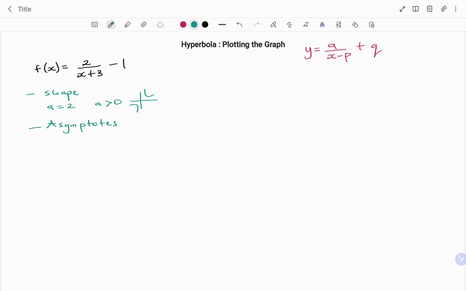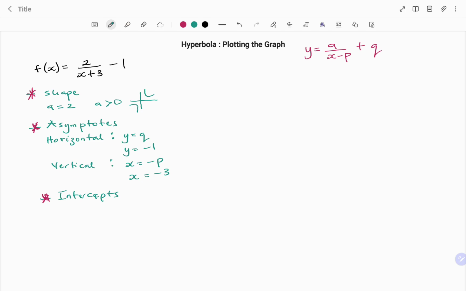The second step is to determine the equation of our asymptotes. The horizontal asymptote, we have that as y equals q. And if you look at the equation, the value of q is minus 1 as shown. So therefore, our y is equal to minus 1. To find the vertical asymptote, we have that as x equals minus p. If we go back to the equation, we have our p to be plus 3. So therefore, the vertical asymptote x is equal to minus 3.